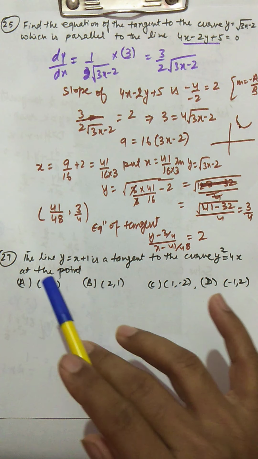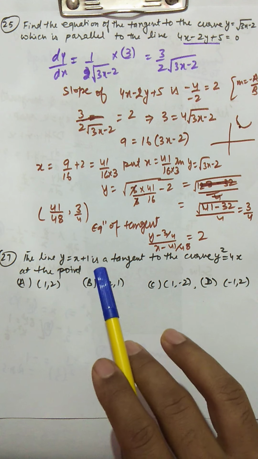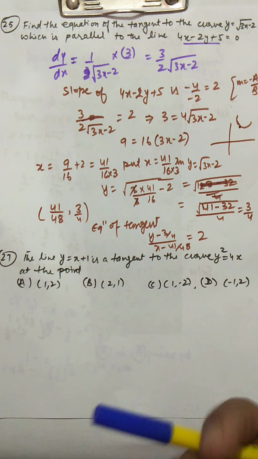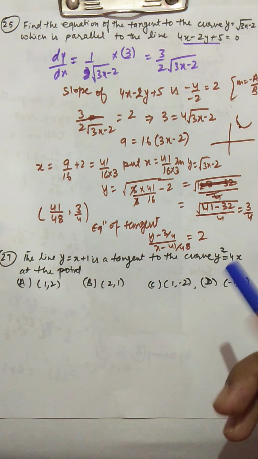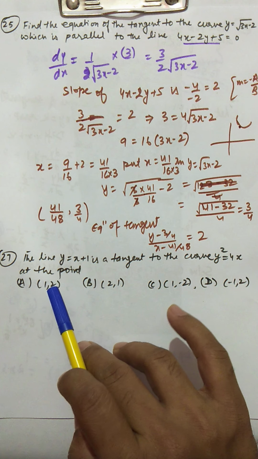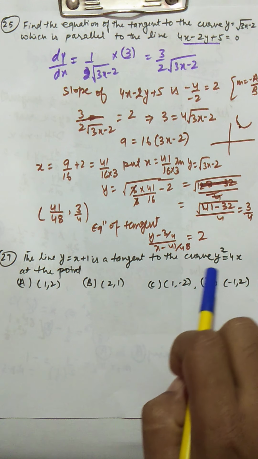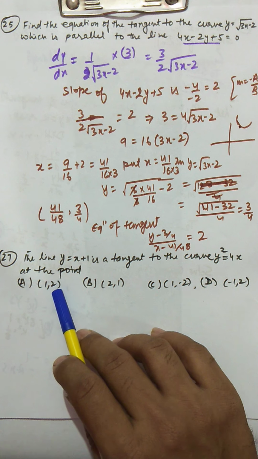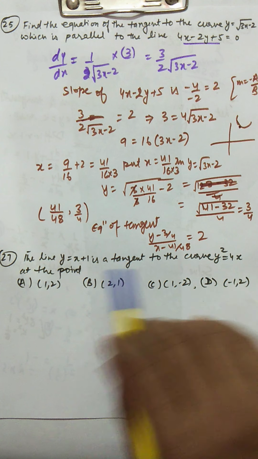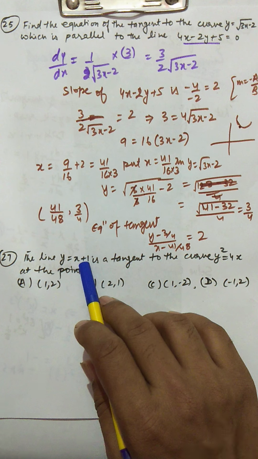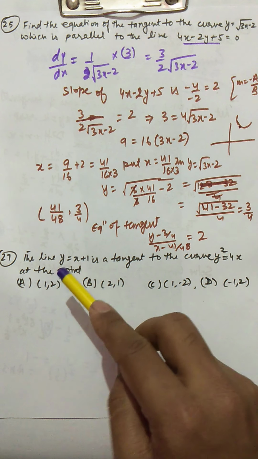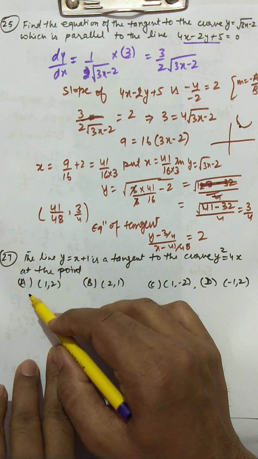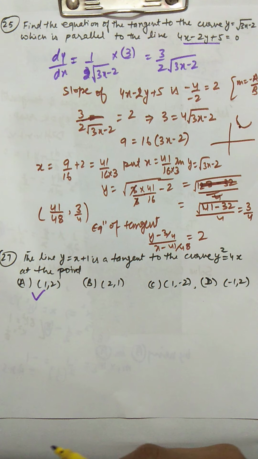Now this question is for 1 mark. The line y equal to x plus 1 is a tangent to the curve at the given point. It's up to you how you find this. The line is tangent at the point, so the point has to be both on this curve and on this line. You can check which of the points satisfies both the equations. You can see that option a is satisfying both the equations, so you can put a tick on this.